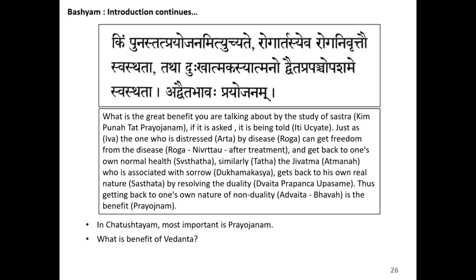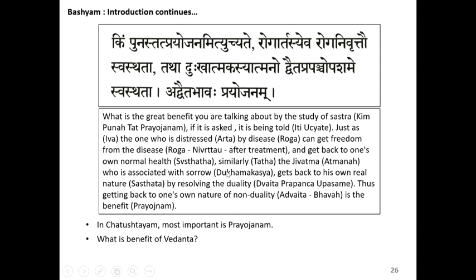So once again, I repeat, four things are there in Anubandha Chatushtayam. Number one is Vishaya. Vishaya means the subject matter. Second is Phalam. What is the benefit? Prayojanam. Third is Adhikari. Who is fit to study this? And the last one is, what is the connection between my study and the Phalam?